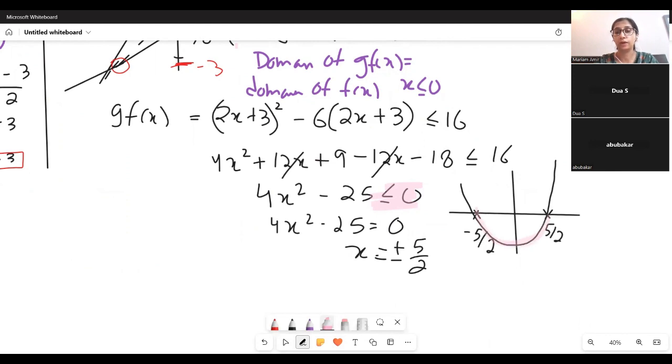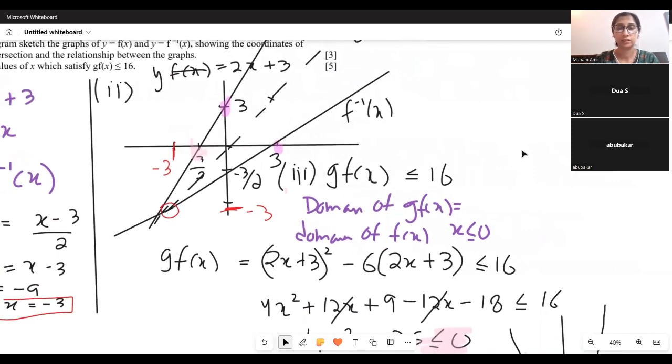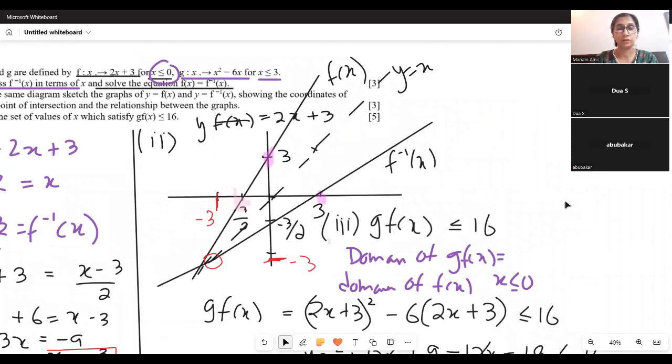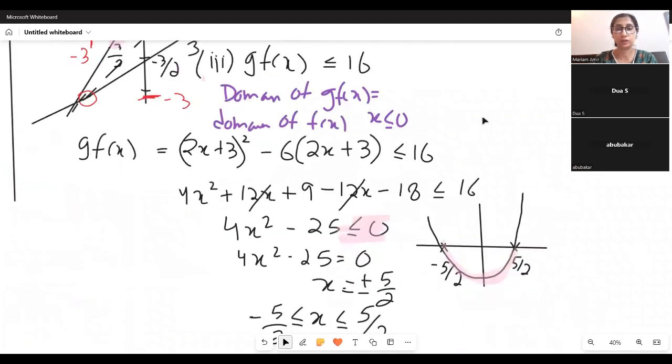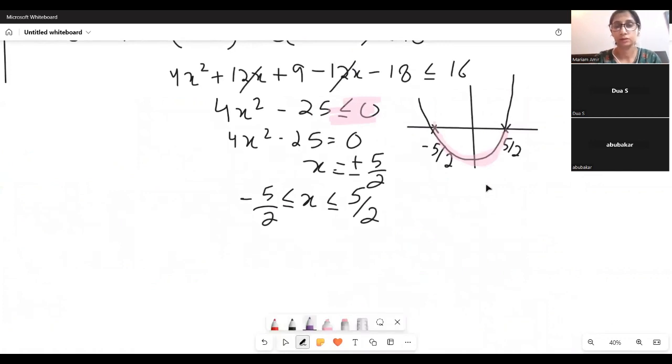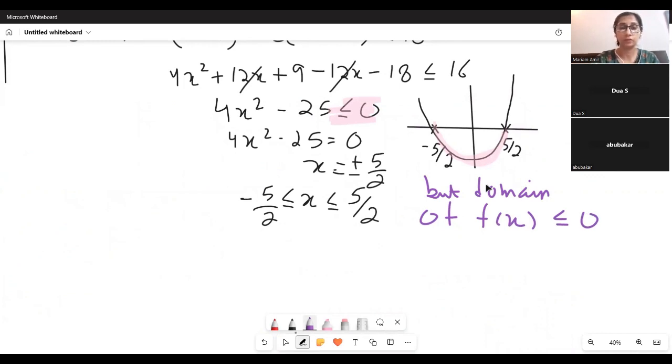This region. What are the values of x in this region? Miss, x is less than 5/2 and x is greater than negative 5/2. Okay. However, the domain of g(f(x)) should lie inside the domain of f(x). So what was the domain of f(x)? Less than or equal to 0. The domain of f(x) is less than or equal to 0. So now the answer will be -5/2 less than or equal to x less than or equal to 0. This will be the answer. Values greater than 0 are not possible.